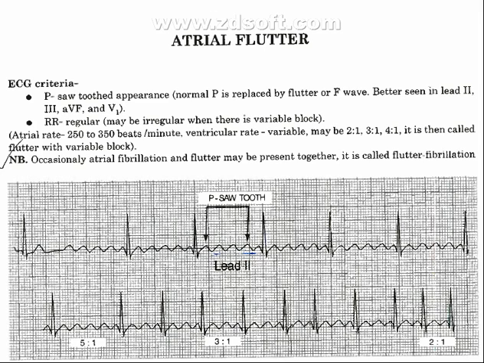RR is regular, but may be irregular when there is variable block. The atrial rate is 250 to 350 beats per minute. The ventricular rate is variable, maybe 2:1, 3:1, 4:1. It is then called flutter with variable block. Occasionally, atrial fibrillation and flutter may be present together. It is called flutter fibrillation.